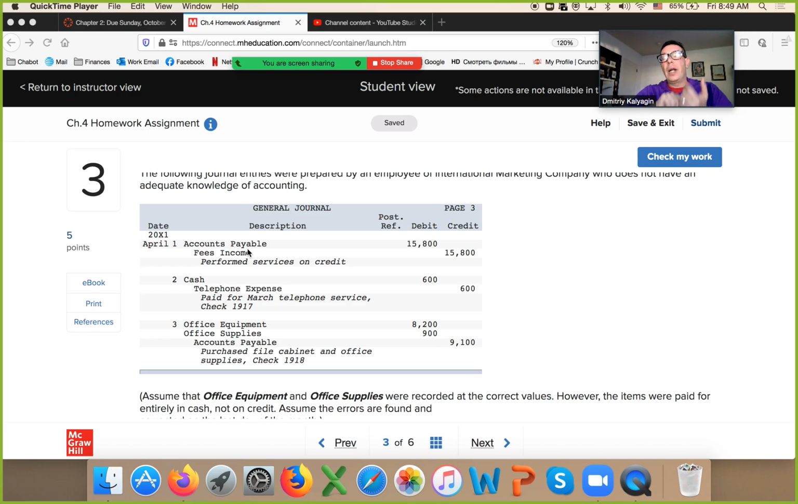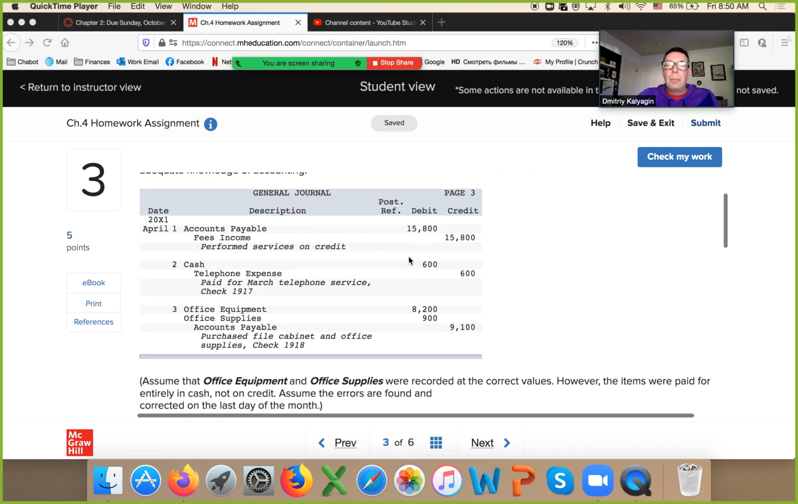The goal of the correcting entry is to zero out the mistake and to update the correct accounts and amounts as needed. So in the first transaction here, you can see that we performed services on credit. So by mistake, the accountant debited accounts payable instead of accounts receivable. So we have to get rid of this accounts payable, zero it out, which means we're going to credit it. So when you credit this account, it has a wrong debit, the credit will cancel it, zero it out. And we need to put in its place accounts receivable.